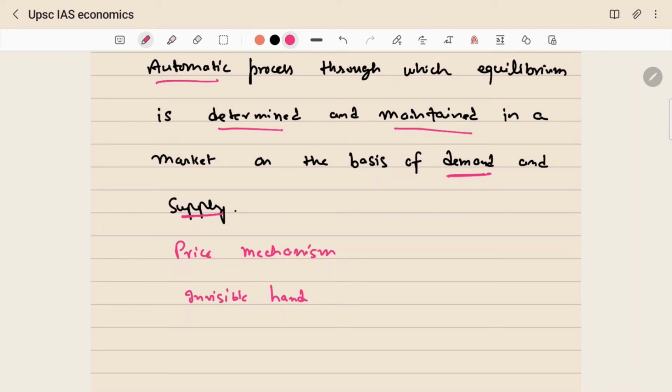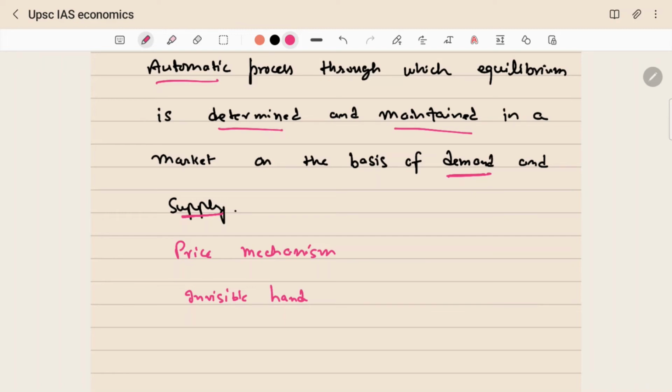And this process is known as invisible hand. As I have already explained, there are thousands, lakhs and crores of buyers and sellers. There is no coordination, there is no communication, there is no negotiation among these buyers and sellers. So it is portrayed that there is a hand which is invisible, which is doing all such things.